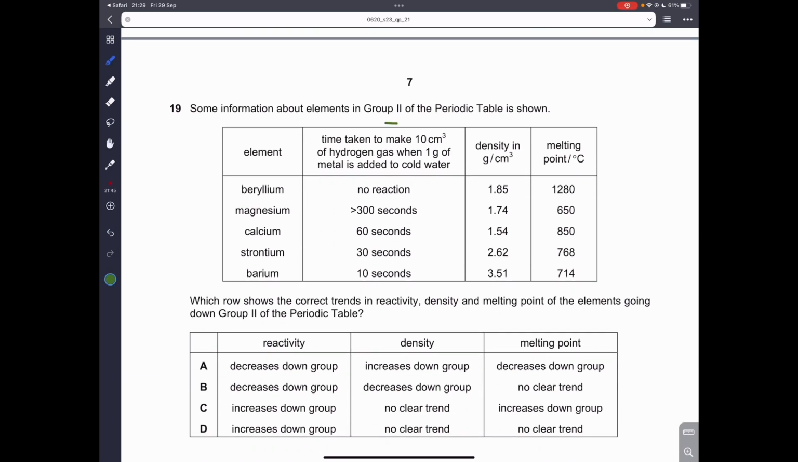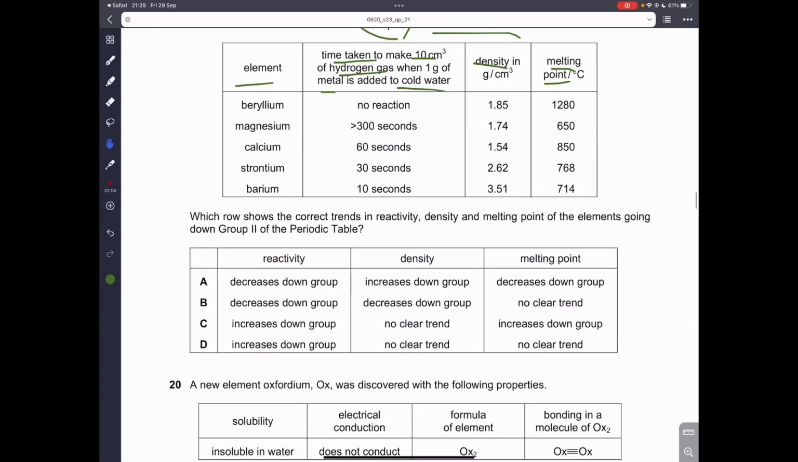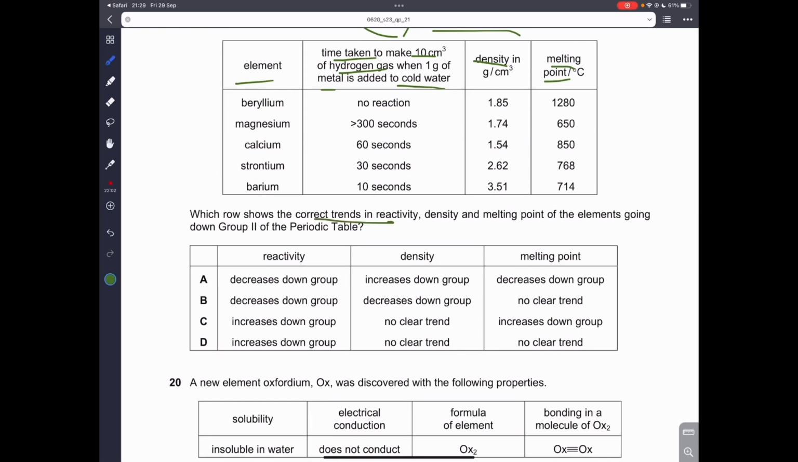Question 19. Some information about the elements in group 2 of the periodic table is shown: the element and the time taken to make hydrogen gas when it is added to cold water, the density and the melting point. Which row shows the correct trends? So trends in reactivity, density and melting point of the elements going down group 2 of the periodic table. Now all these elements are in group 2, notice that. So we're going from top to bottom, down the group.